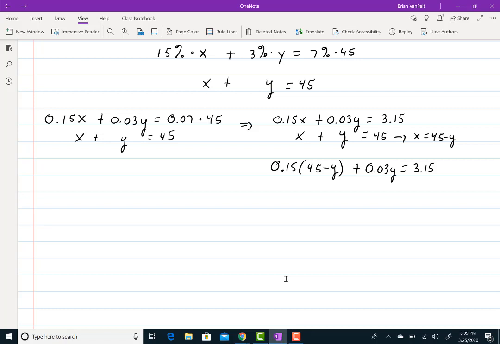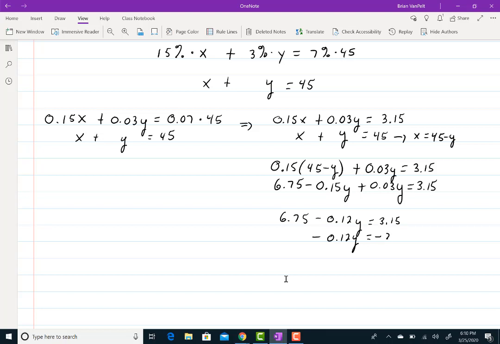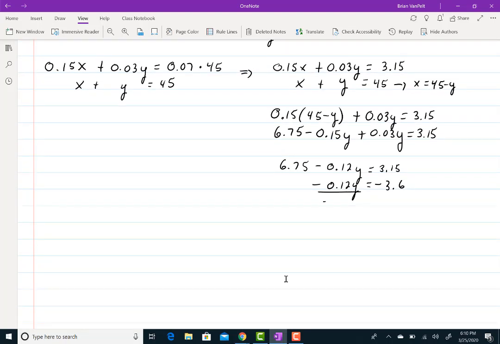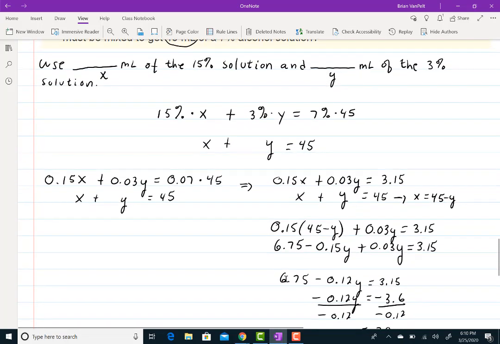And now let me go ahead and multiply these things through. When I do the 0.15 times 45, I end up with 6.75 minus 0.15y plus 0.03y equals 3.15. Let me combine my y's together, and I'll get 6.75 minus 0.12y equals 3.15. Let me subtract 6.75 from each side. So we'll get negative 0.12y equals 3.15 minus 6.75, which is negative 3.6. And so I can divide by negative 0.12, and it looks like I'll get 30 for y. So y was the amount of the 3%. We're going to use 30 of those.